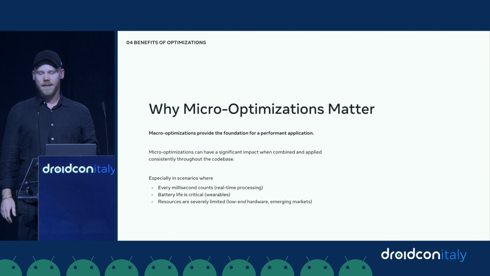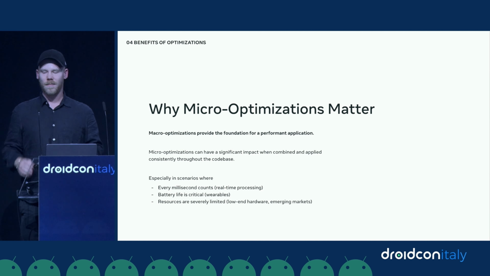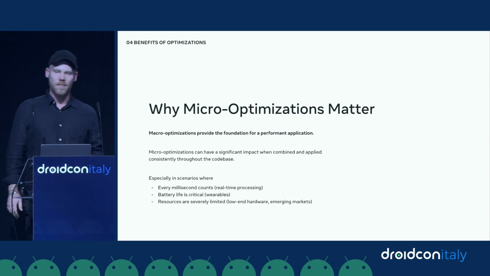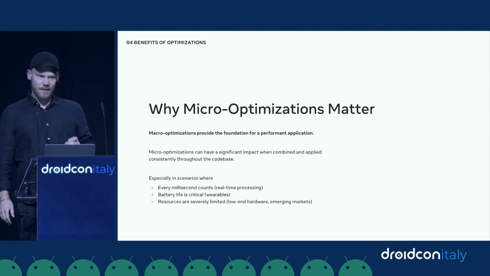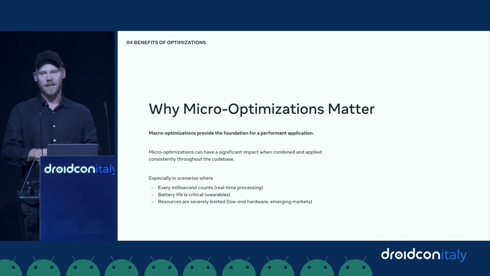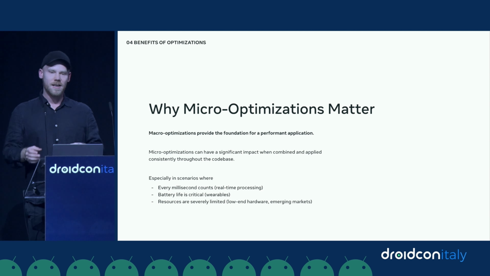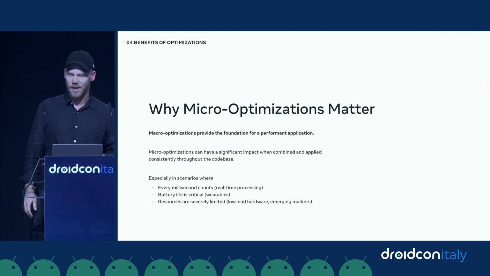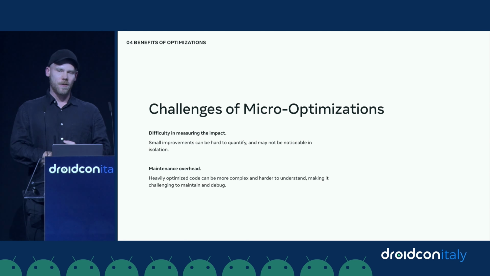The micro optimizations can have a significant impact when they are combined and applied consistently throughout the code base, especially in scenarios where every millisecond counts, like real-time processing, or where the battery life is critical, like in wearables, or if the resources are severely limited, like in low-end hardware. For example, if your application is targeted towards emerging markets, chances are high that the average device your target audience will use doesn't have, I don't know, 20 CPU cores available, right? 32 gigabytes of RAM. Most likely it will be more constrained. So micro optimizations bring a few challenges.